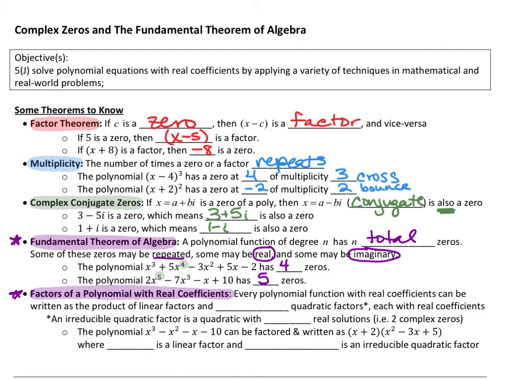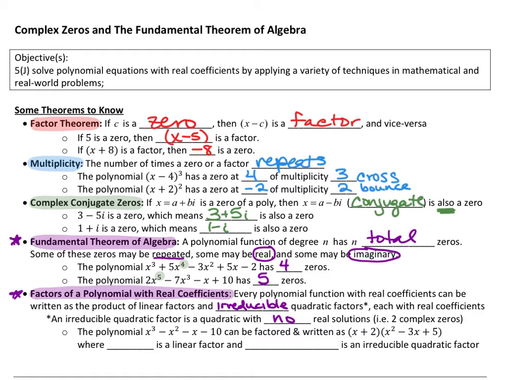It says every polynomial function with real coefficients can be written as the product of linear factors as well as what are called irreducible quadratic factors, each with real coefficients. Now, an irreducible quadratic factor is a quadratic with no real solutions, which means it's probably going to have two complex zeros or two imaginary zeros.